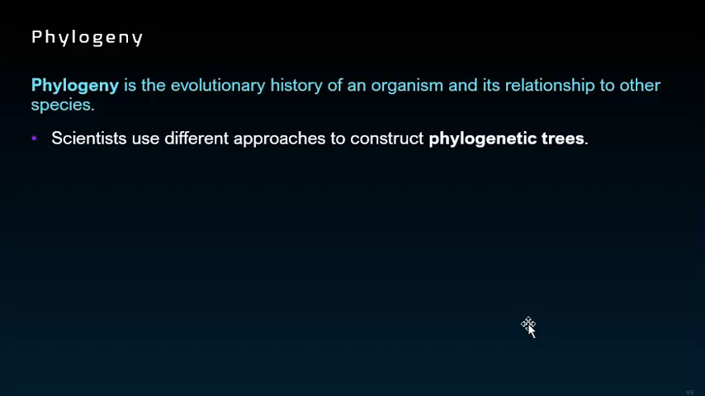Phylogeny is just the evolutionary history of an organism and its relationship to other species. So when we're talking about phylogeny, it's just what is the evolutionary history of this organism? And how does that relate to the other species that developed along the way? Scientists use different approaches to construct phylogenetic trees, which is just a way to trace that evolutionary history.